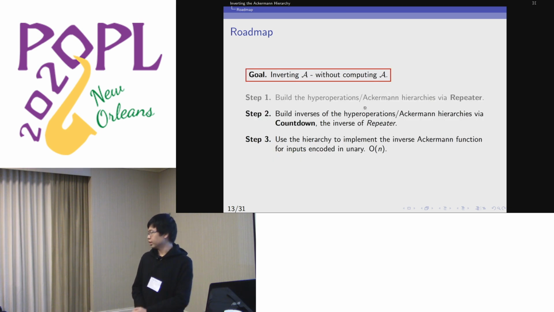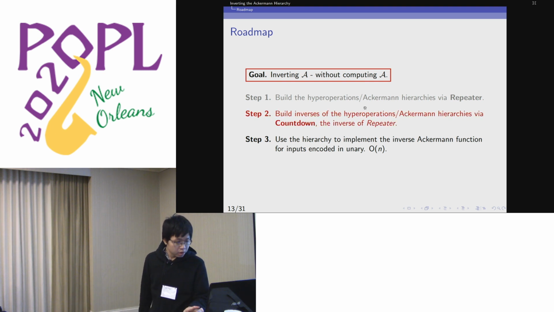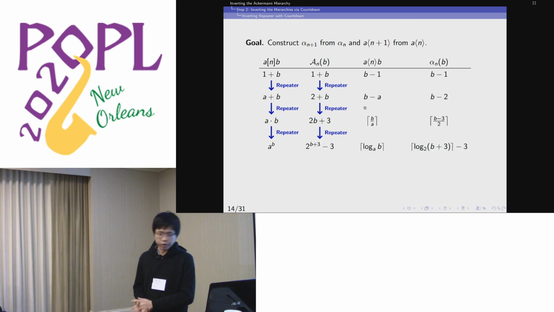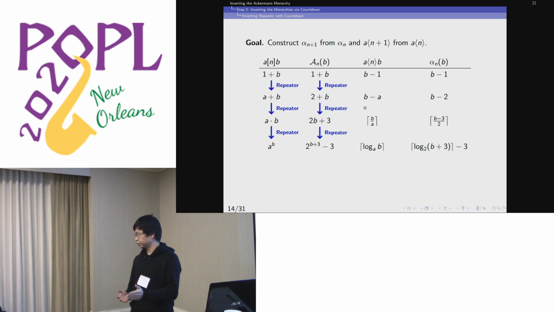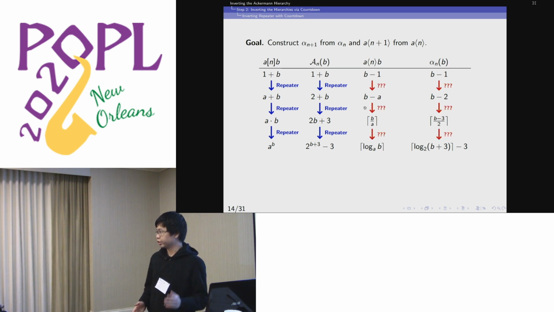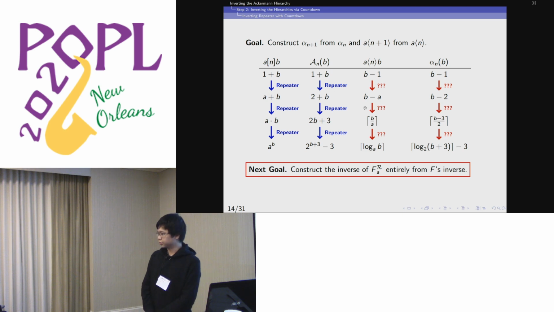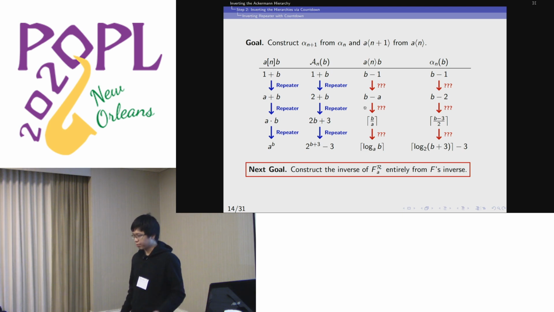So now let's try to compute the inverse tower by inverting repeater. Okay, so repeater helps us build the original tower by building the next level upon the previous level. And so we want to do the same thing for the inverse towers. We want to find a way to build the n plus 1 level with the n level. And so the key to this is to build the inverse of the repeater of a function by using its inverse.